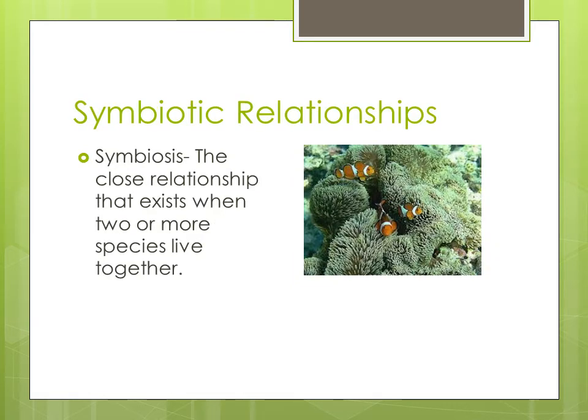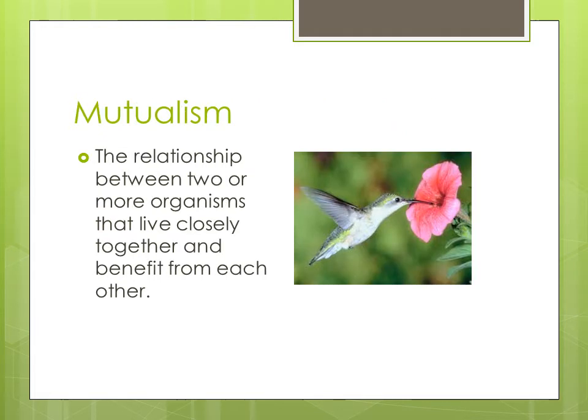So symbiosis is, these two examples we've already given are two examples of symbiosis, where you have close relationships that exist between two or more living species living together. So predation can be a type, competition can be a type, and all of these are classified under symbiotic relationships.